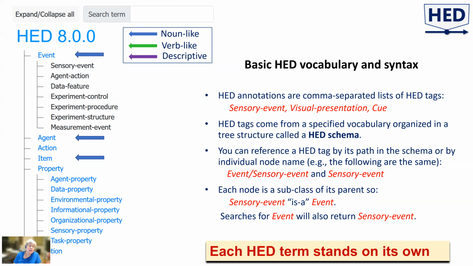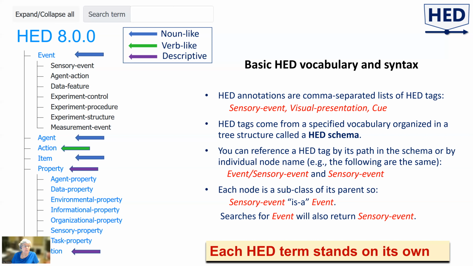One other comment, event, agent, and item are noun-like things, whereas action is verb-like, and property and relation are more descriptive. Using parentheses with tags from these different groups can enable more sophisticated annotation that looks more like sentences, where we have noun, verb, and direct object.